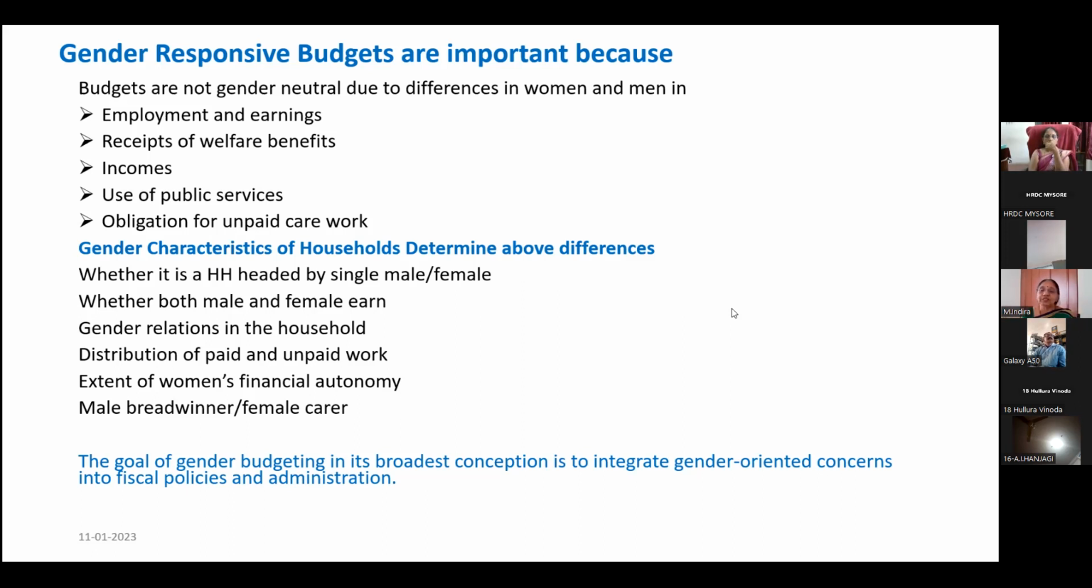Then use of public services. I already mentioned this to you. Public services are used more by women than men, as I told you. Then the obligation for unpaid care work.